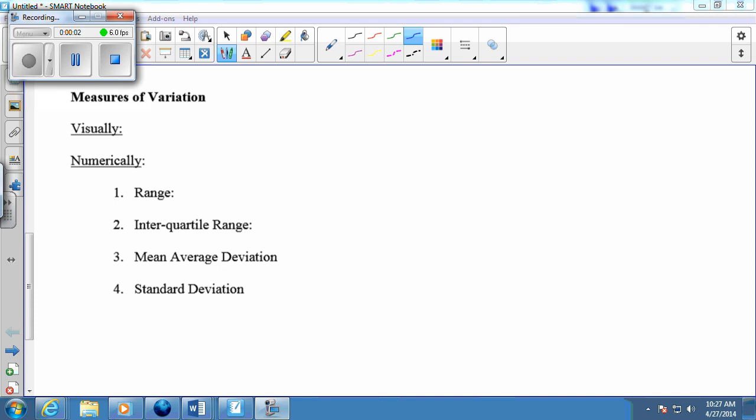We'll be looking at measures of variation now instead of measures of center. Variation is just looking at the data: how spread out is it? Visually, we can look for what we call gaps or spaces, or where the data is clustered or grouped together. And so we want to look at this spread.